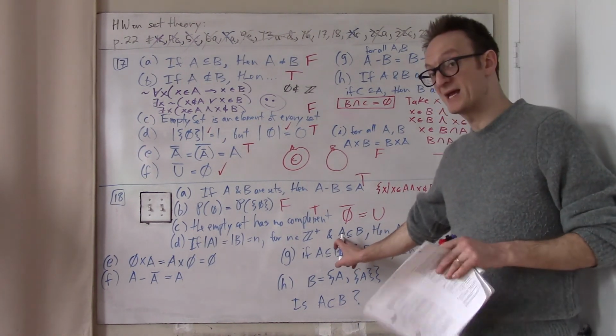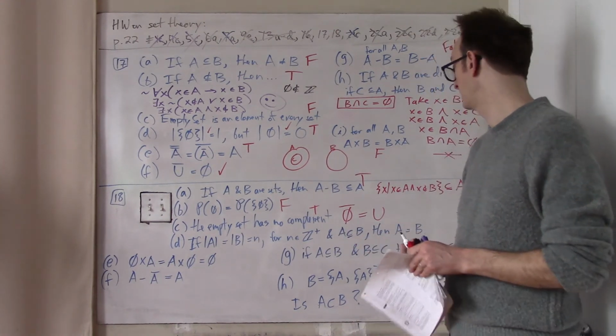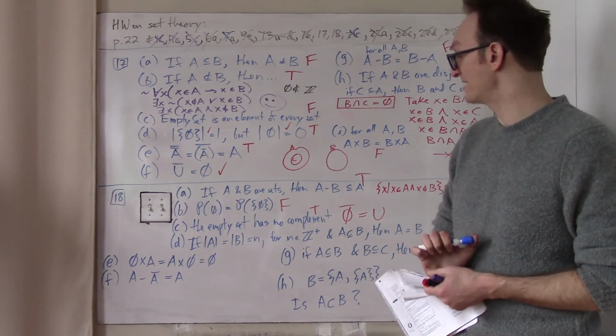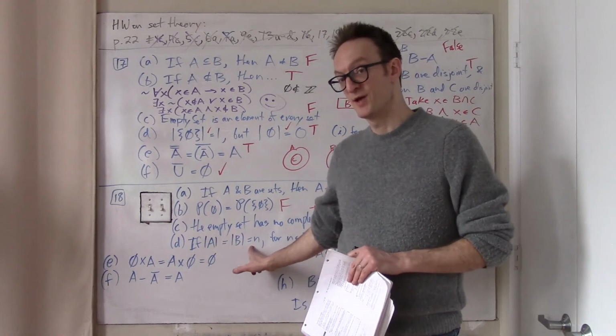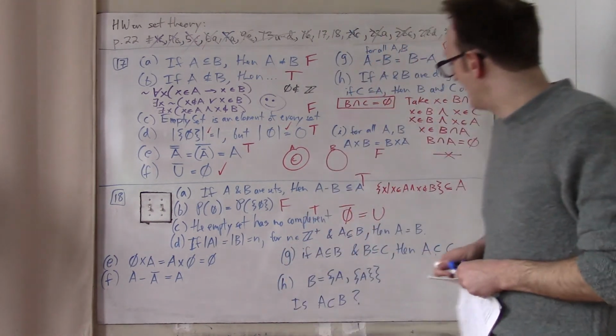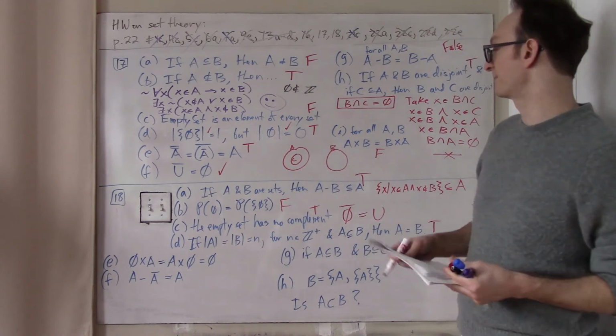Well, A has n elements, so if every one of those n elements is also in B, and B only has n elements, then B can't have any more elements that aren't in A. Therefore, the only way for this to be true is if they're equal. I thought that was pretty convincing.